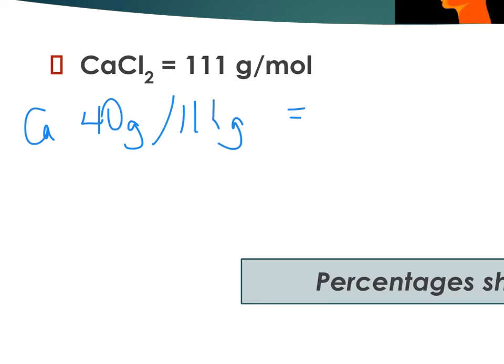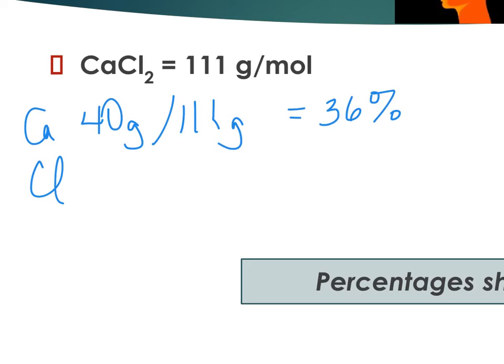Plug it in. Let's see. So 40 divided by 111 equals 0.36. We have to multiply that to get our percent. So we say that is 36%. It's usually okay to give whole numbers on percentages for something like this.